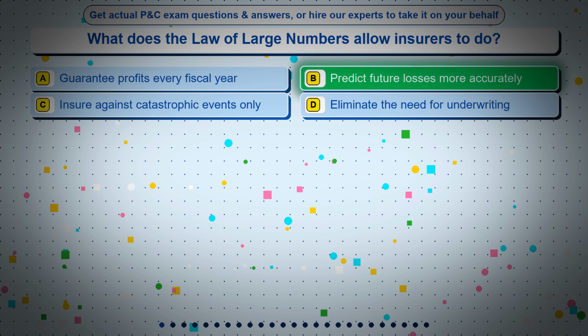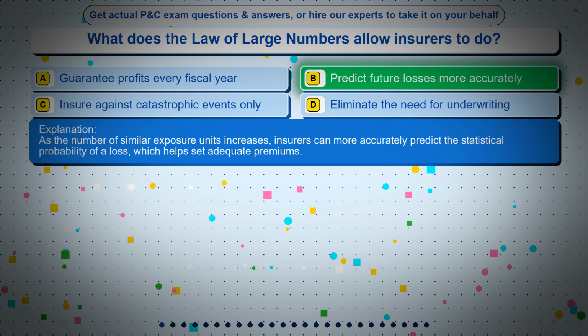The correct answer is option B. Predict future losses more accurately. As the number of similar exposure units increases, insurers can more accurately predict the statistical probability of a loss, which helps set adequate premiums.